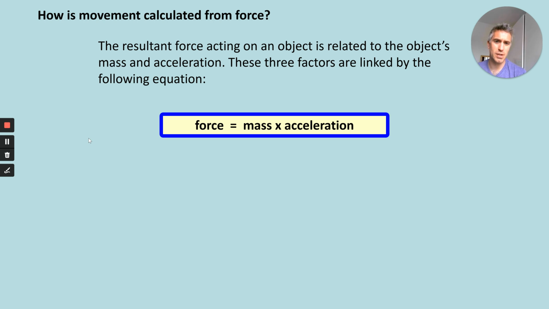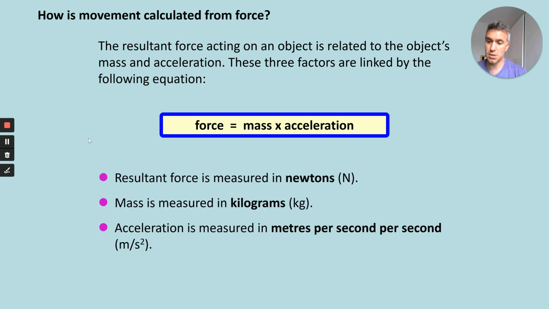If it has a positive acceleration, it's going to start speeding up. If it has a negative acceleration, it's going to start slowing down. So we can use this. Newton's second law basically says if there is a force, you'll end up with an acceleration. Obviously, force is measured in newtons, mass in kilograms, and acceleration in meters per second squared.